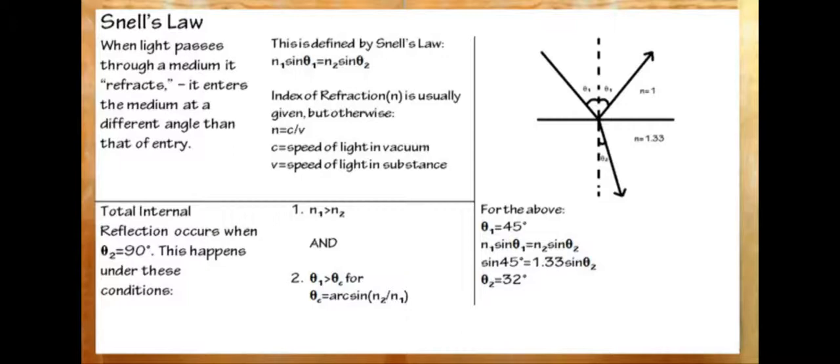The index of refraction is the ratio between the speed of light in a vacuum and the speed of light through that particular substance. Total internal reflection occurs where the index of refraction of the initial material is greater than the index of refraction of the second material, and the entry angle is greater than the critical angle, where the critical angle is defined as the arc sine of the index of refraction of the second material divided by the index of refraction of the first.